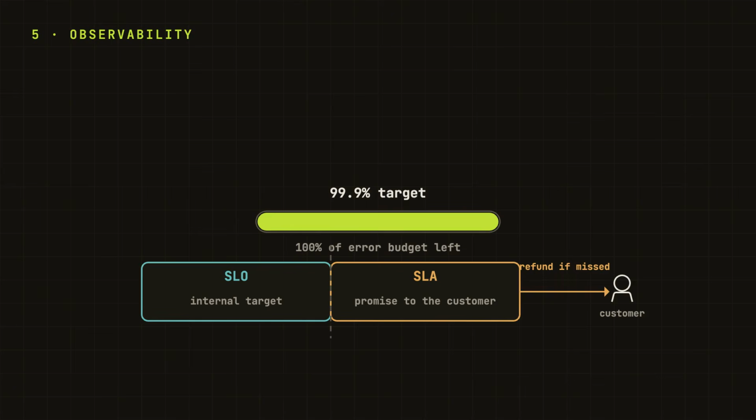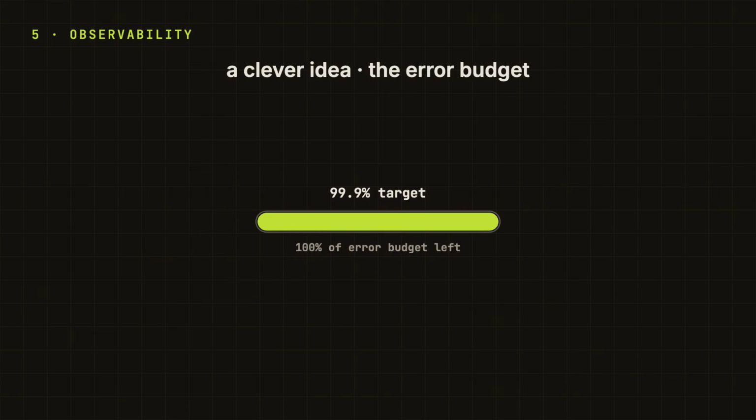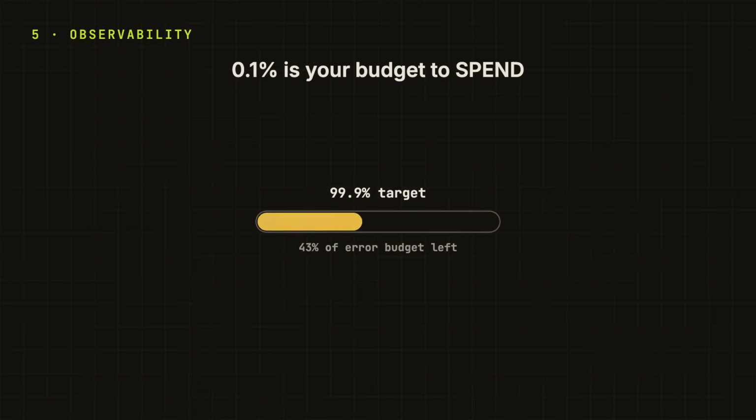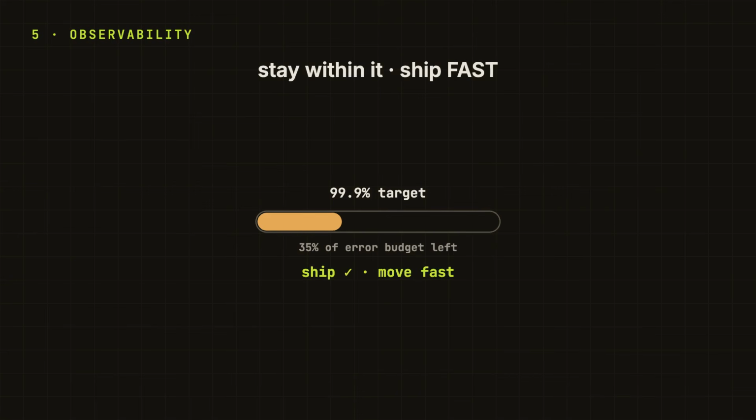And there is a clever idea on top called error budget. If your target is 99.9%, then that remaining 0.1% of failures is your budget to spend. As long as you stay within it, the team is free to ship fast. So, nines, SLO, SLA, and error budget, those four come up again and again.